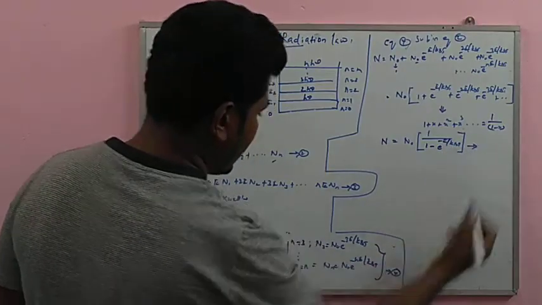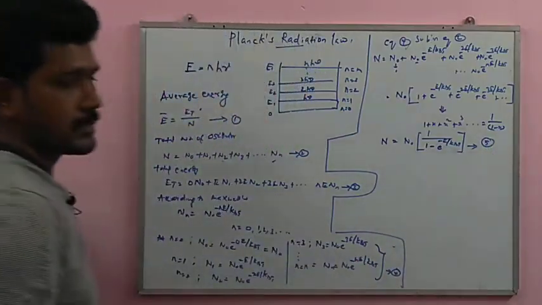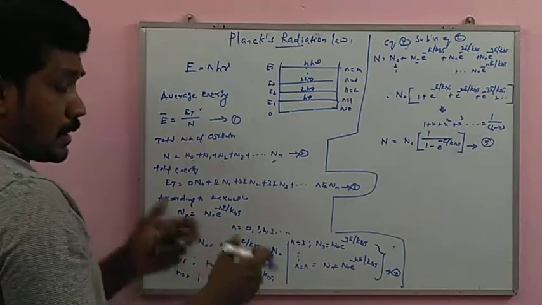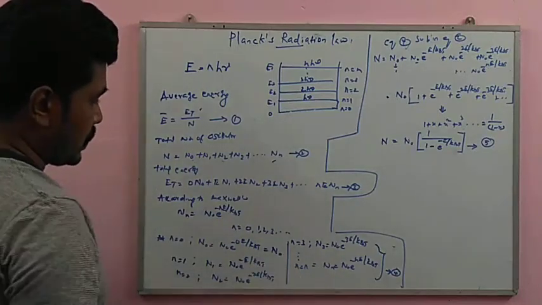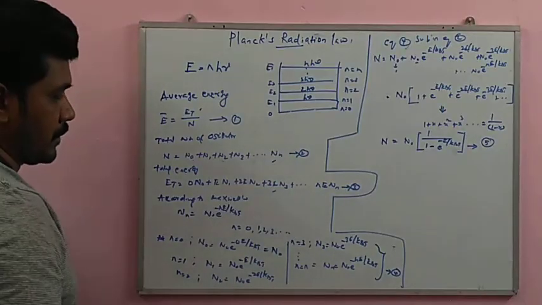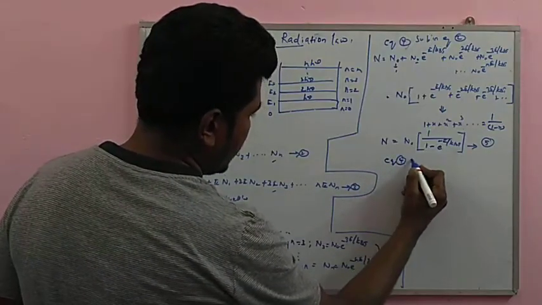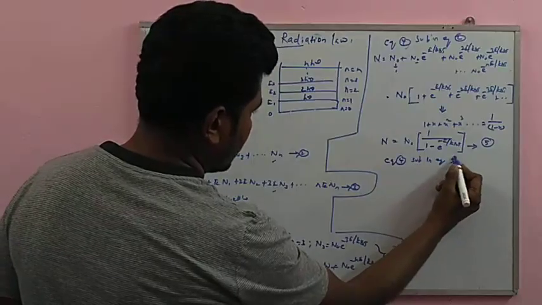Understand? Like this equation number 5. Next is equation number 4. That means N0, N1, N2, N3, those are the oscillators. So this value we substitute in equation number 3 to find the total energy. So equation 4 substituting in equation 3.